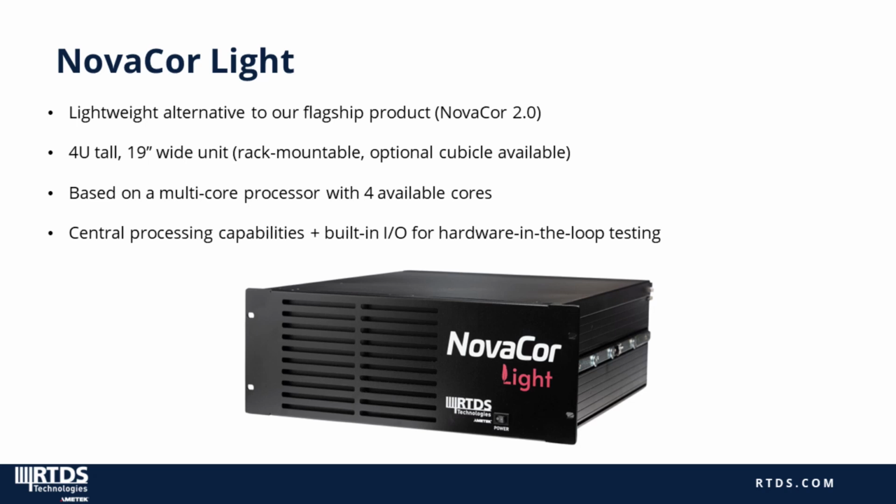The form factor, if you're familiar with NovaCor 2.0, is exactly the same. So it's a 4U tall, 19-inch wide unit. It's rack mountable, but it can also be used tabletop. And it's based on a multi-core processor with 4 available cores. So this is a major difference. Our NovaCor 2.0 hardware is based on a multi-core processor with 10 cores, and here we have 4. NovaCor Light also has some built-in I/O, so it basically includes what you need to get started with basic hardware in the loop testing. And you'll notice another difference is that there is no front touchscreen on NovaCor Light. It's a simpler chassis.